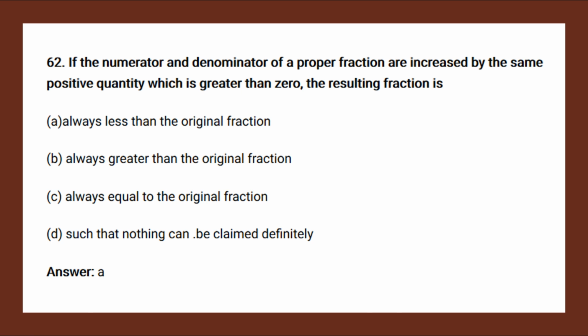Next question 62. If the numerator and denominator of a proper fraction are increased by the same positive quantity which is greater than 0, the resulting fraction is A. Always less than the original fraction, B. Always greater than the original fraction, C. Always equal to the original fraction, D. Such that nothing can be claimed definitely. And the answer is option A, always less than the original fraction.